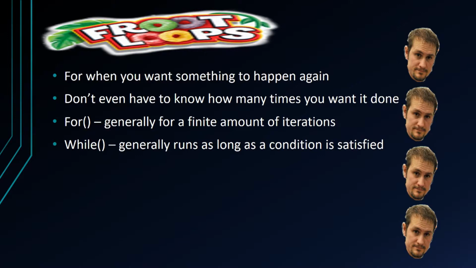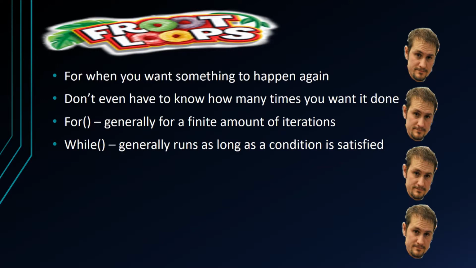So you don't even need to know how many times you want something to be done. We can use variables for that. And there are two different kinds of loops we're going to hit on. We're going to hit on for loops, which are generally used for when you have a finite amount of iterations and you know that you want to stop at a certain point.